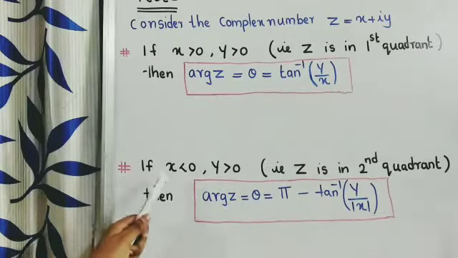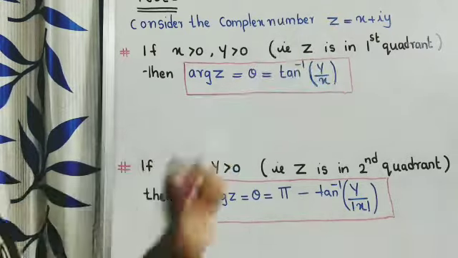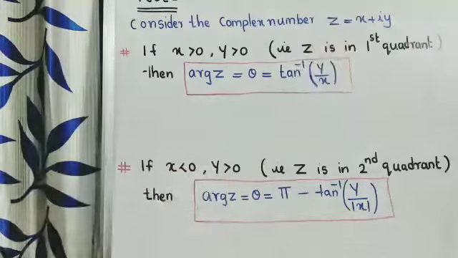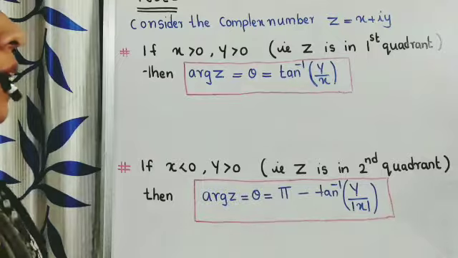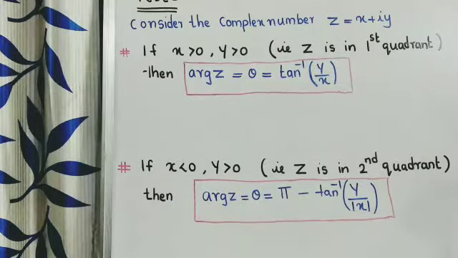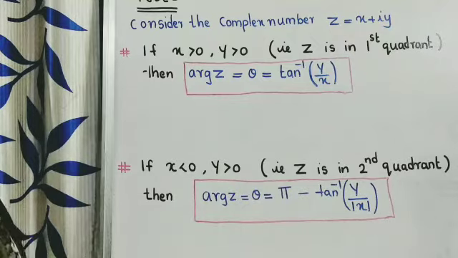Second one, if x is less than 0 and y is greater than 0, that means z is in the second quadrant. Then arg z, that is theta, can be calculated using the formula pi minus tan inverse y divided by mod x.